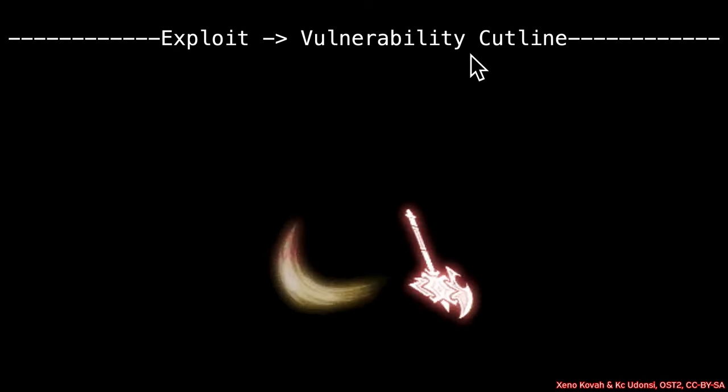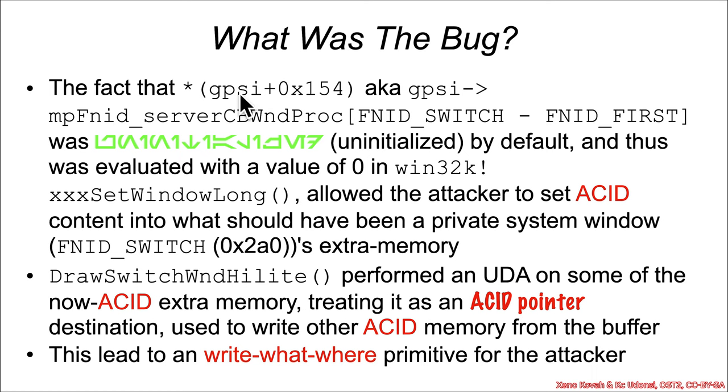Now, what exactly was the vulnerability? The fact that this GPSI plus 154, which is the actual name of that, I believe Pyotr grabbed that based on some leaked source or something like that. The problem was that that was uninitialized, right? That is one of our words of power. Things that are uninitialized potentially give power to the attacker. It's uninitialized by default, and specifically it had a value of 0 by default, and there was a dependency on the exploit to ensure that that was 0 by default. Otherwise, the particular exploit didn't work.